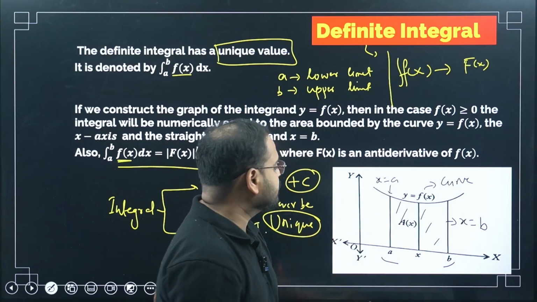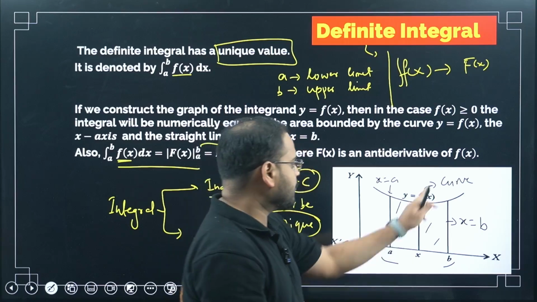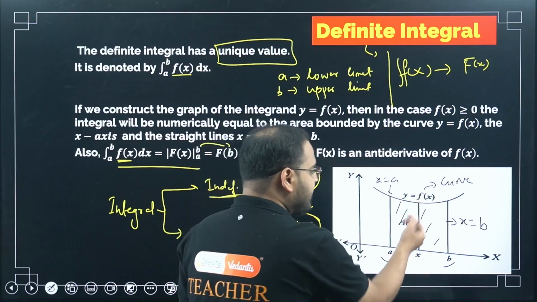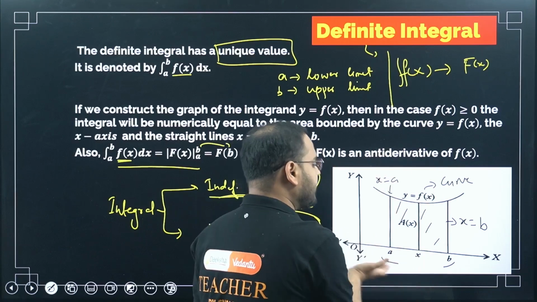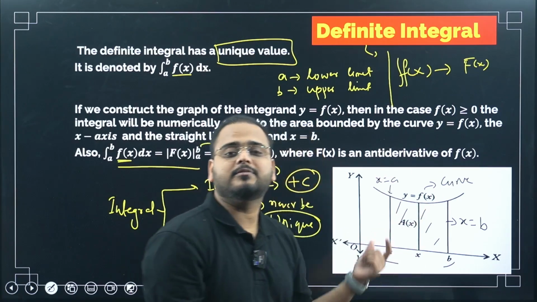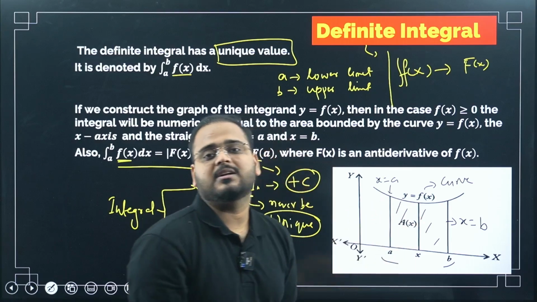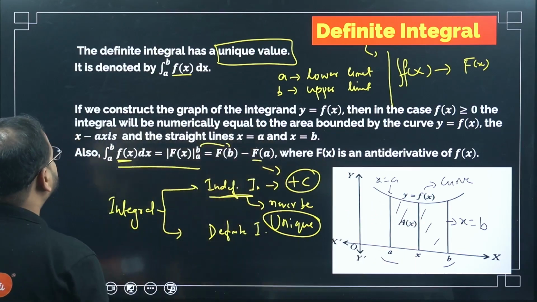x as a. So if you take the x-axis with the x equals a line and the x equals b line and the curve, the area enclosed by these four conditions, you get after integral of that function in the limit a to b. Okay, that's what is written here.